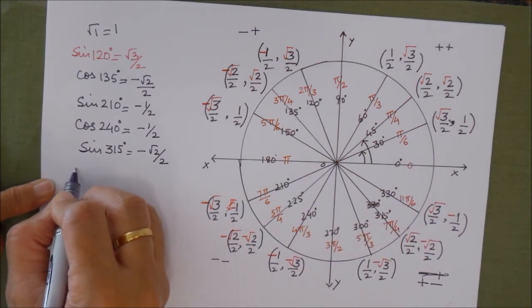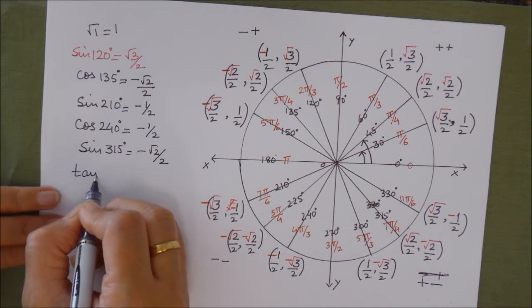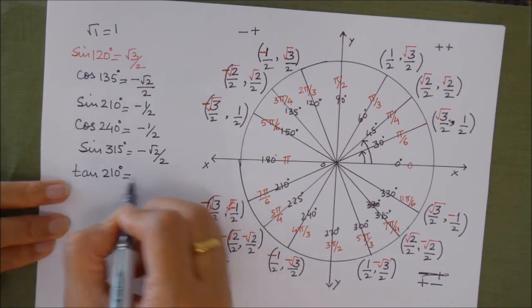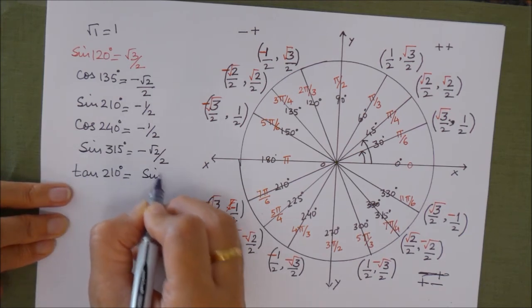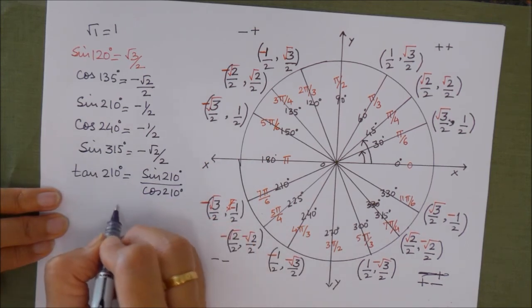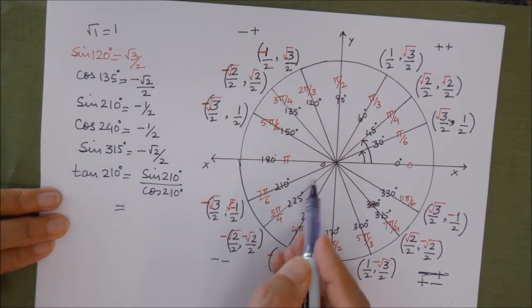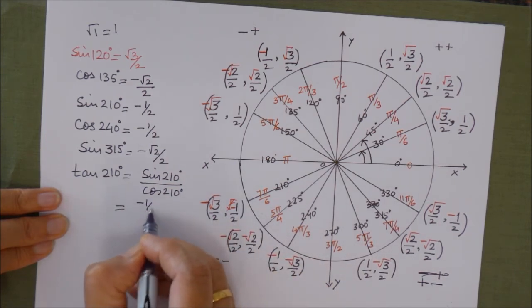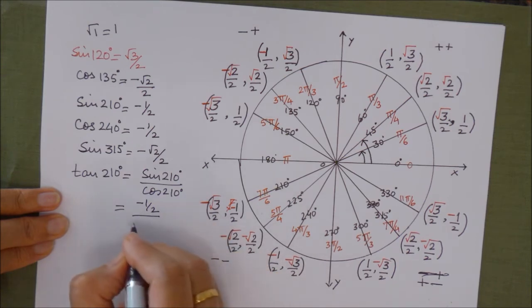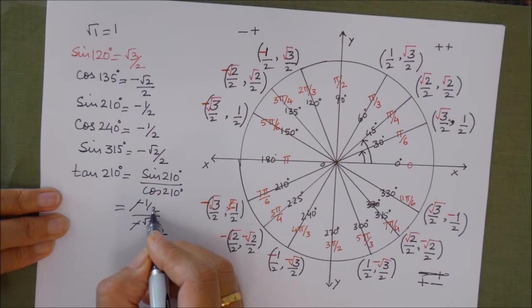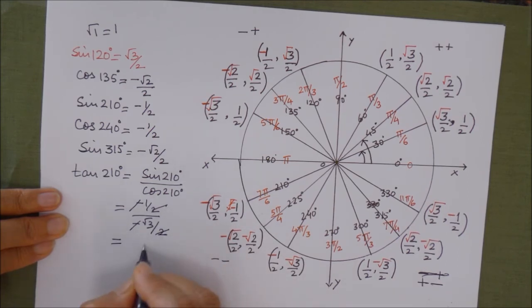Now you can find sine as well as cosine for all these corresponding angles, and suppose you have to find the tangent. Tangent 210 degree is sine 210 over cos 210. Sine 210 is the y part corresponding to it, so it is minus 1/2, and the cosine part is minus root 3 over 2. So the minus gets cancelled, the 2 also gets cancelled, so the result is 1 over root 3.